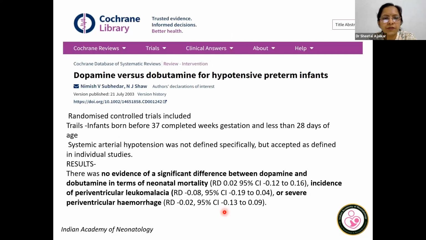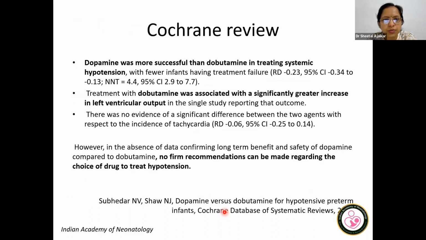So, what is the evidence as per the Cochrane review on dopamine versus dobutamine? They have checked in hypotensive preterm babies. There is no evidence of significant difference between dopamine and dobutamine in terms of mortality, periventricular leukomalacia, or severe periventricular hemorrhage. This was in 2003. When they compared these two, there is no difference between them.